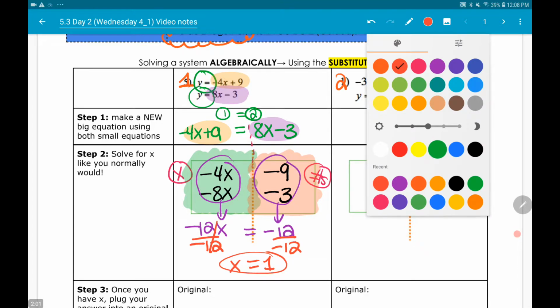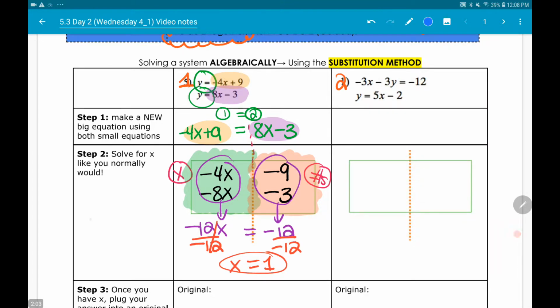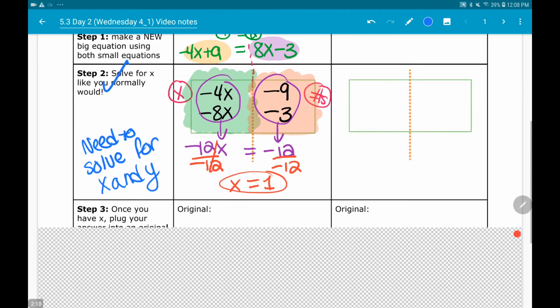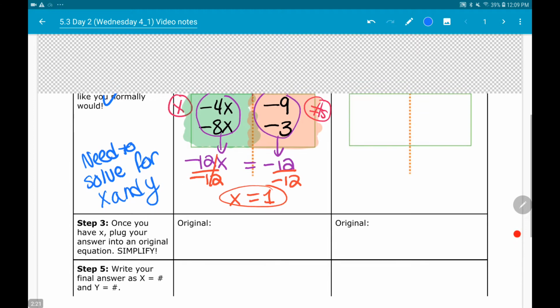Am I finished? No. So we need to remember that systems are x and y. So we need to solve for x and y. So right now we're done with solving for x. All right.